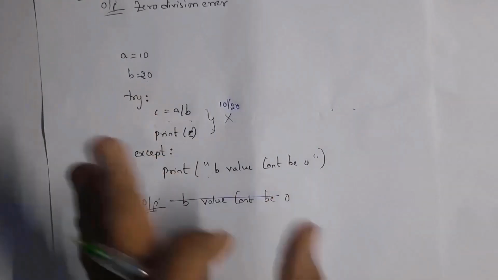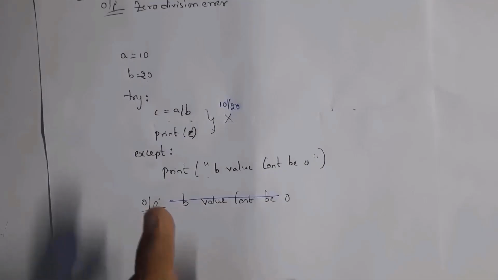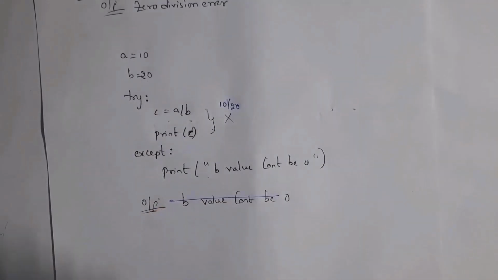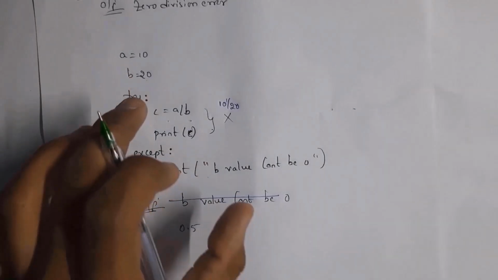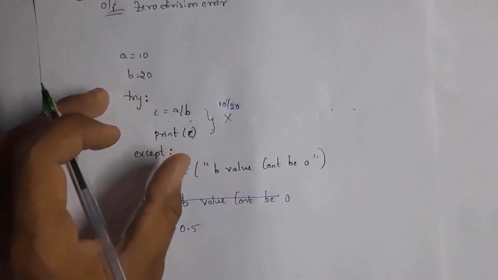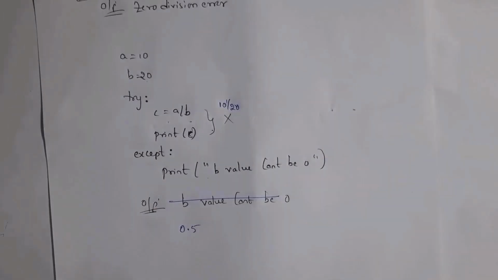So there is no exception in the try block. So whatever code is present inside the try block will be executed, so I will get output 0.5. Only if an exception occurs inside the try block will it skip the try block and execute the except block. But if there is no exception in the try block, then whatever code is present inside the try block will be executed. This is the use of try and except block.